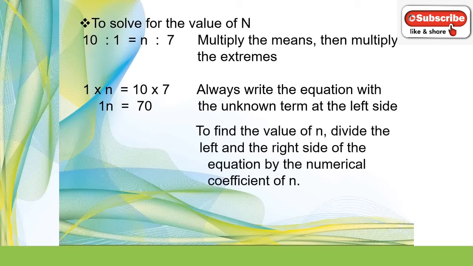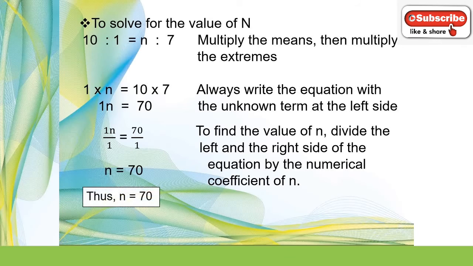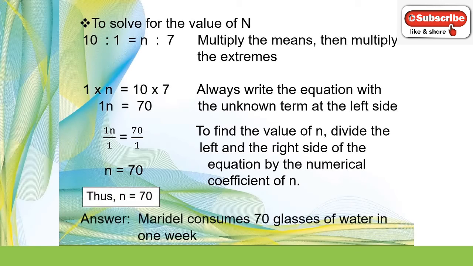To find out the value of n, divide the left side and the right side of the equation by the numerical coefficient of n. The numerical coefficient of n is 1, so that is the divisor. 1n divided by 1 equals 1n, or simply write n, and 70 divided by 1 equals 70. Thus, n is equal to 70. So, Maridel consumes 70 glasses of water in 1 week.